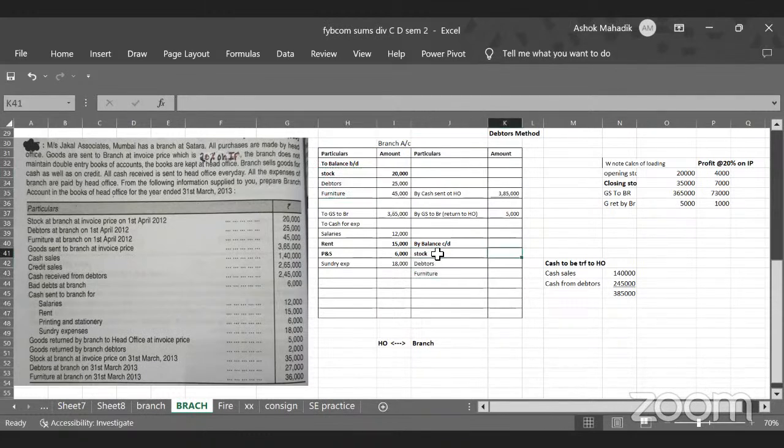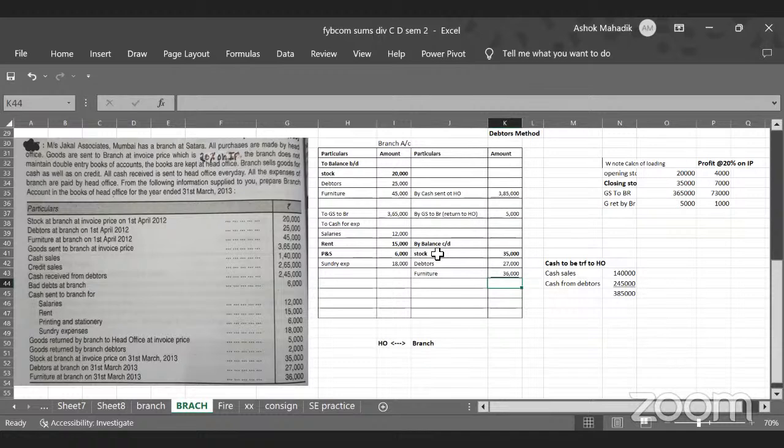Stock, how much is the amount? 35,000. Then debtors 27,000. And furniture 36,000. That's it. Okay. So students, you will find this sum rather more easy. This method rather more easier than stock and debtors. In stock and debtors, we had to maintain a lot of record. Here, minimal entries are required.